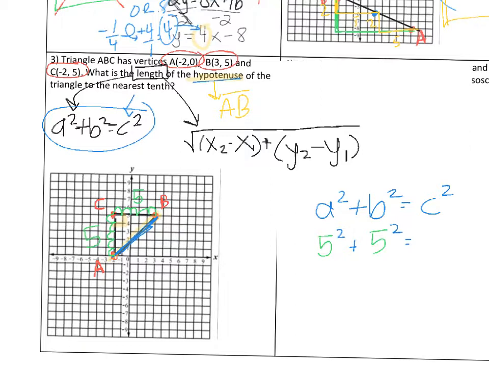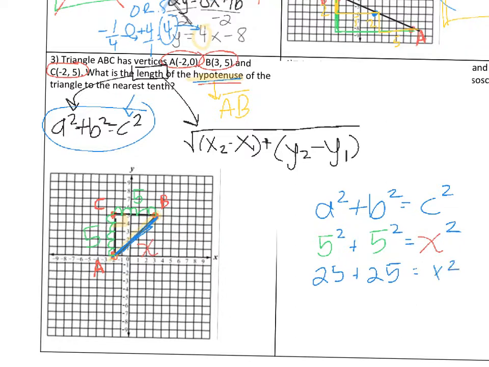Again, c is the unknown here. It's our hypotenuse. I'm going to call that x since it's an unknown. Classic variable choice. You can use any variable you like. If you want to stick with c, you're more than welcome to. So we have 5 squared, which is 25, and 5 squared again, still 25, equals x squared.